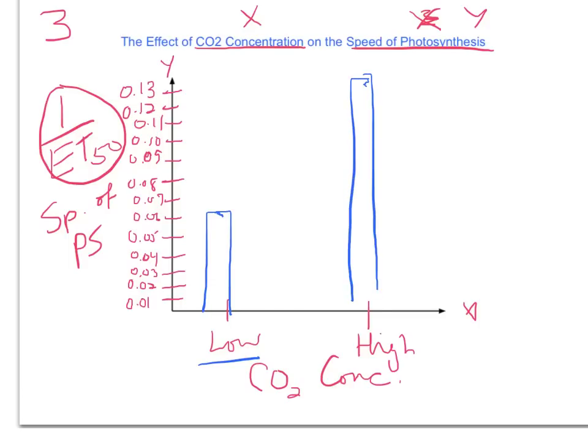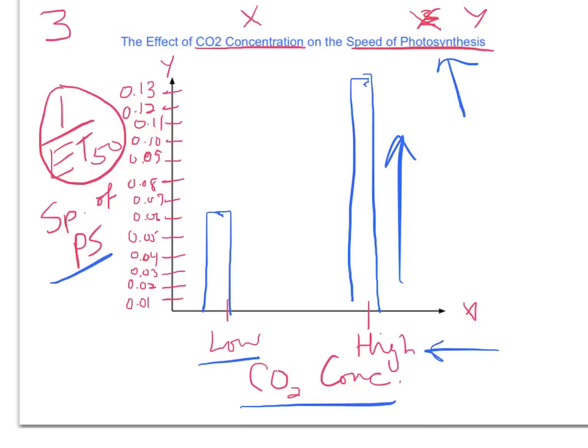And hopefully we can now draw conclusions from this graph. We can ask ourselves, what effect does CO2 concentration have on the speed of photosynthesis? Well, I hope that this graph now shows you that the speed of photosynthesis is great when CO2 concentration is high. And when CO2 concentration is low, the speed of photosynthesis is not so great. It's much lower. Okay, and so that can help you draw some conclusions.